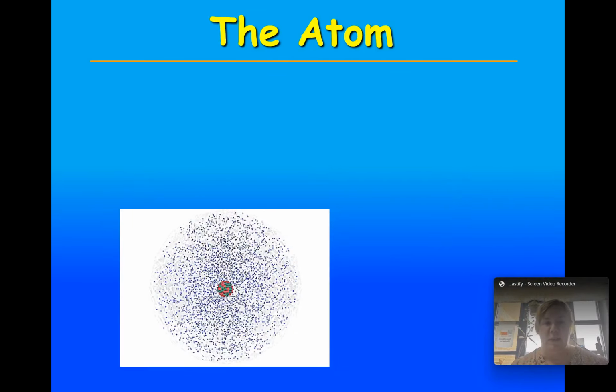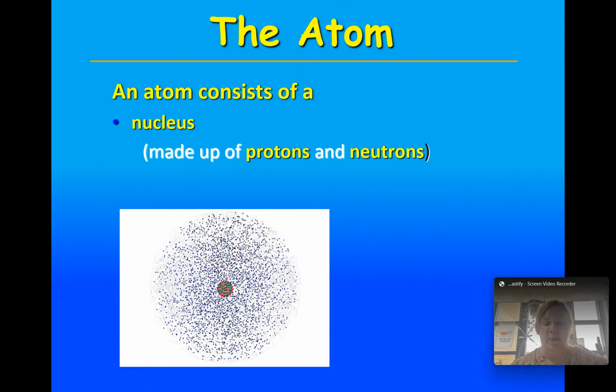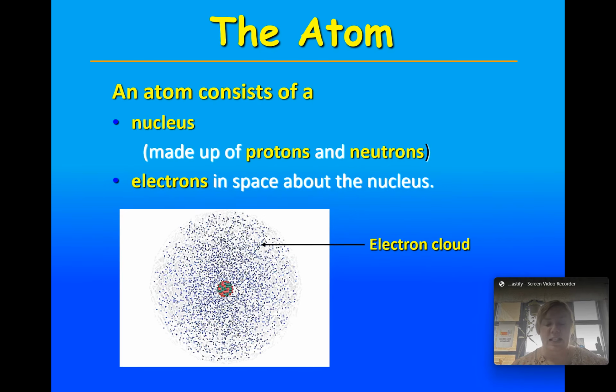So let's get started. First of all, the atom consists of a nucleus made up of protons and neutrons. Protons and neutrons you'll find inside the nucleus of an atom, and you will find electrons in the space around the nucleus. In this picture you'll see what is called an electron cloud. It looks like there are so many electrons, but there are not that many. It's just showing where those electrons have been placed at some point, and how fast they're moving.